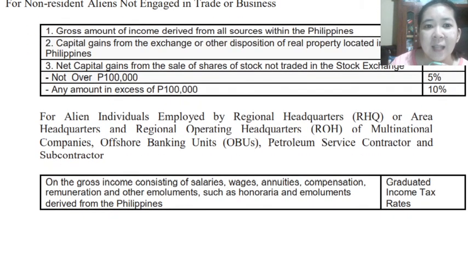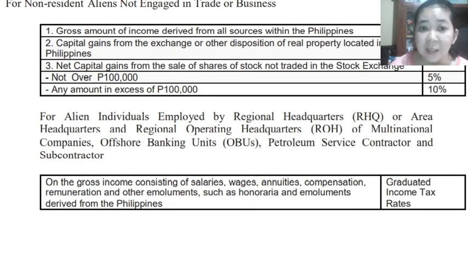Okay, for alien individuals employed by regional headquarters or area headquarters and regional operating headquarters of a multinational company, or the offshore banking units, petroleum service contractor, and subcontractor, meaning these are the non-resident aliens not engaged in trade or business, but they are an employee of a multinational company that has an office or regional headquarters located here in the Philippines. Okay, so in this case, this is their tax rate.